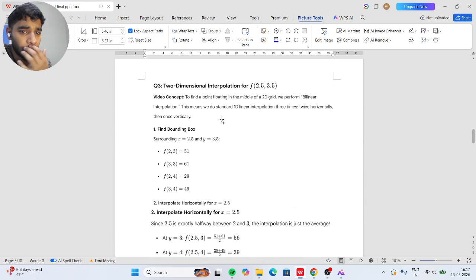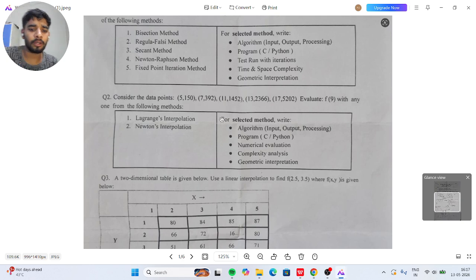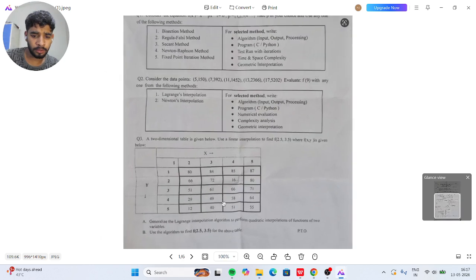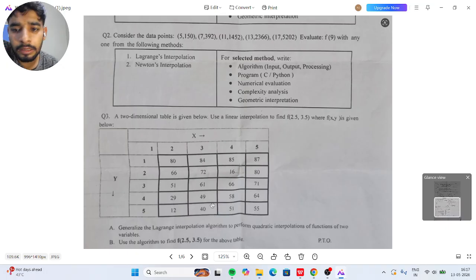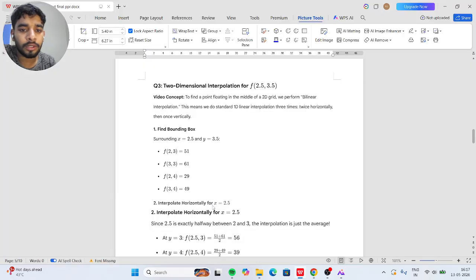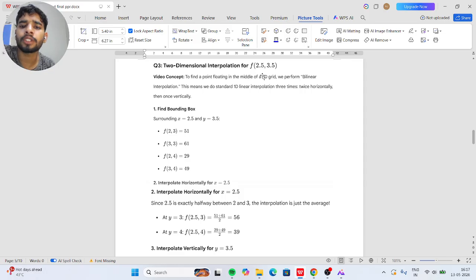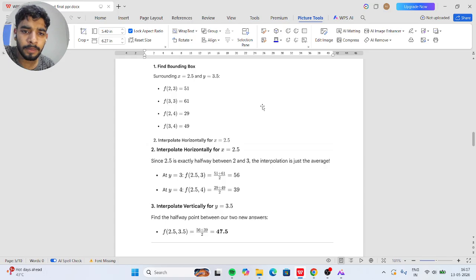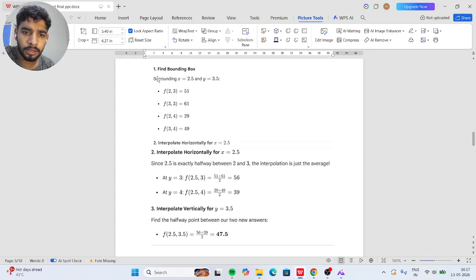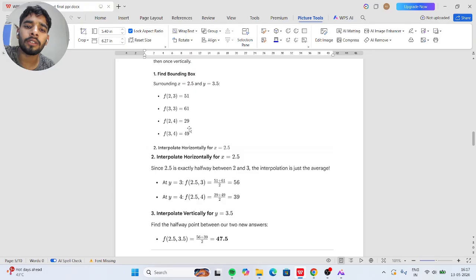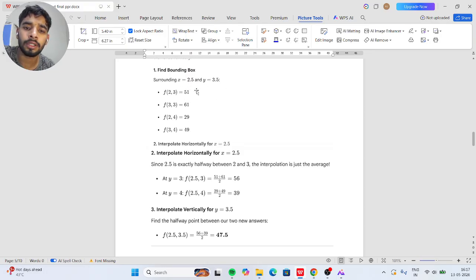Now we come to question number 3. If you have gone through the internal videos, it is the same question which we have solved in our interpolation video. So we will not do the whole thing, but we will go through it just to revise. We have to find the function at 2.5 and 3.5. So for the bounding values we write all the functions f(2,3), f(3,3), f(2,4), f(3,4). These are the functions related to these values.